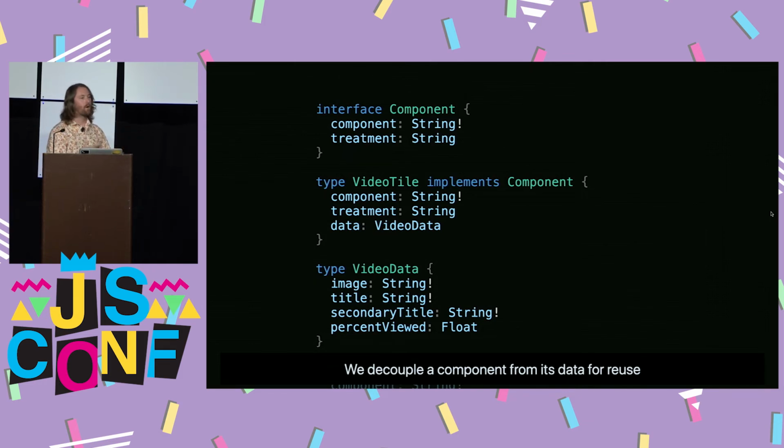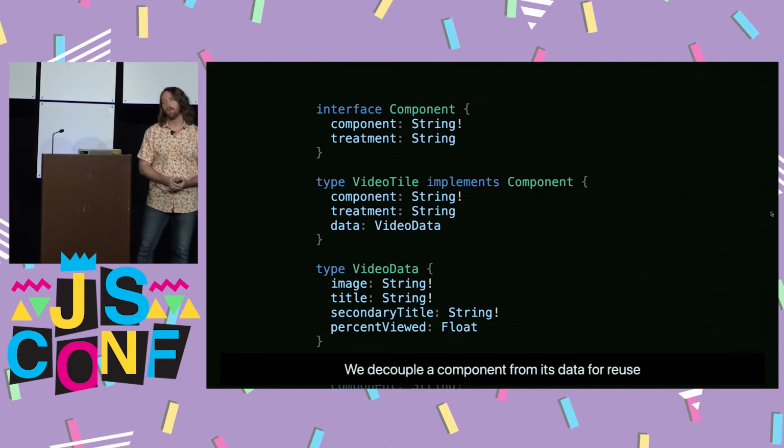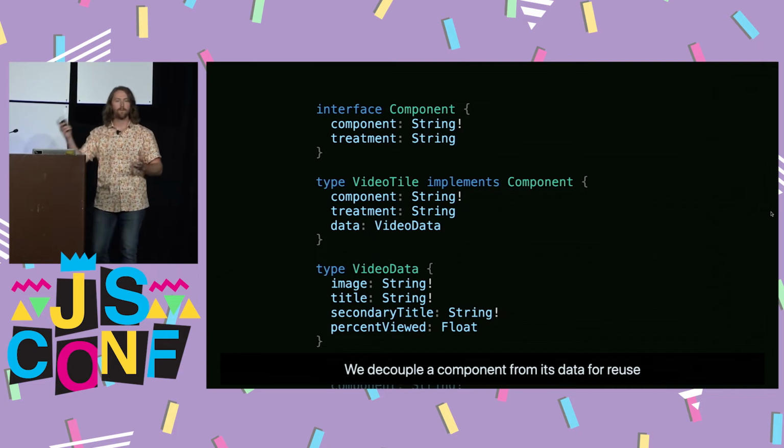So let's just do a quick overview of what the GraphQL schema looks like for an application like this. And this is, again, a simplified example. So we're going to have an interface called component with a component field like we talked about earlier, and a treatment field. And this treatment field was essentially our quasi-class name field that works cross-platform. So if we wanted a component to be the primary or the featured type of component, we didn't have to create a whole new component for that. We could just augment it with this treatment field, like a class.